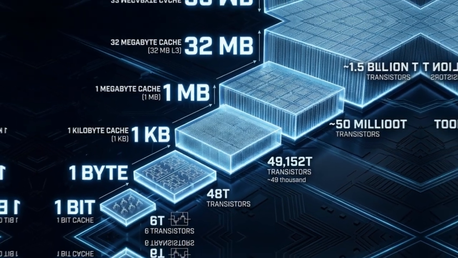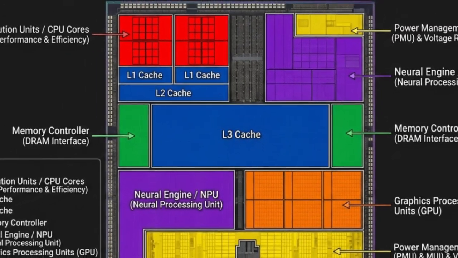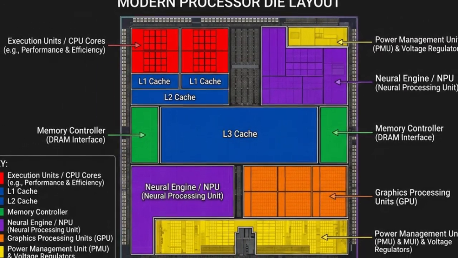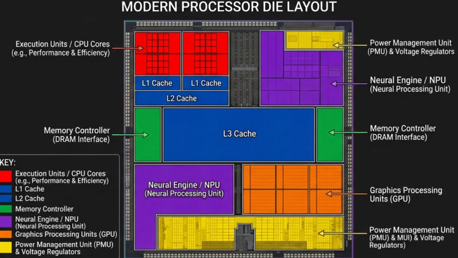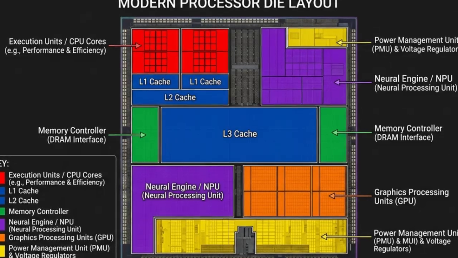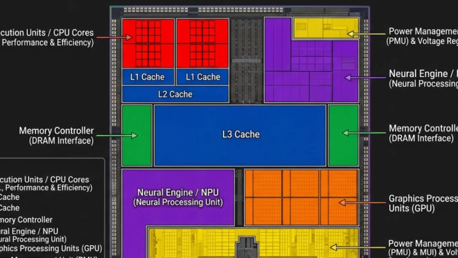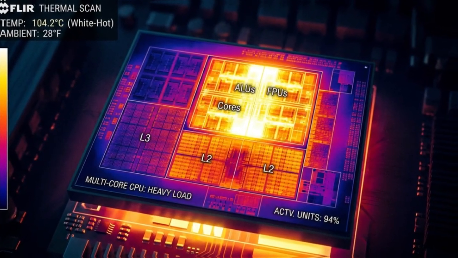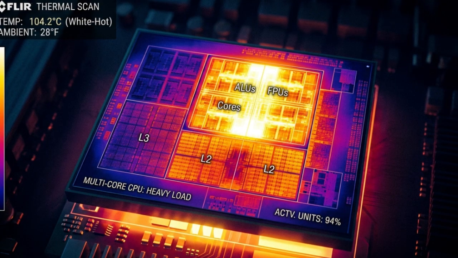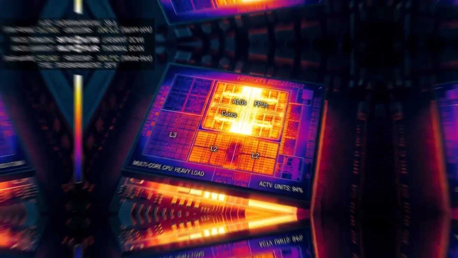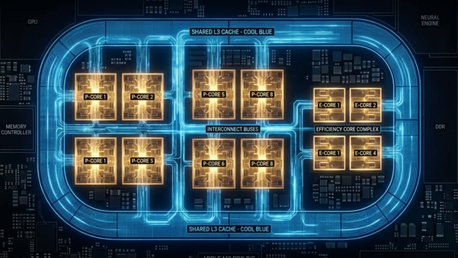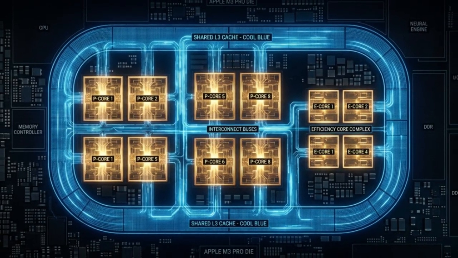Then there's cache memory. Cache is ultra-fast memory built directly into the processor die, sitting as close as physically possible to the execution units to eliminate the delay of fetching data from main RAM. A modern processor might have 3 levels of cache, L1, L2, and L3, with the L3 cache alone containing many megabytes of storage. Memory storage in transistors requires roughly 6 transistors per bit of data. A 32 megabyte L3 cache requires approximately 1.5 billion transistors just for storage, before any logic for reading or writing that data.